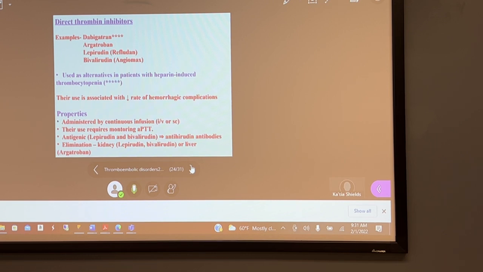Some of them are antigenic, lepirudin and bivalirudin. They will generate what you call anti-hirudin antibodies. And they can be eliminated in the kidney or the liver, depending on which of them. Lepirudin and bivalirudin are eliminated in the kidney, and the liver will be the site of elimination for argatroban.